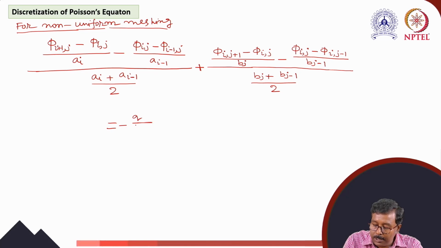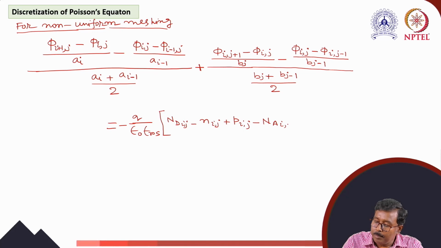minus q_y over epsilon_0 epsilon_rs, into n_d(i,j) minus n(i,j) plus p(i,j). The comma is missing between i and j; if it is missing, just consider it, because the same comma is there. Minus n_a(i,j).